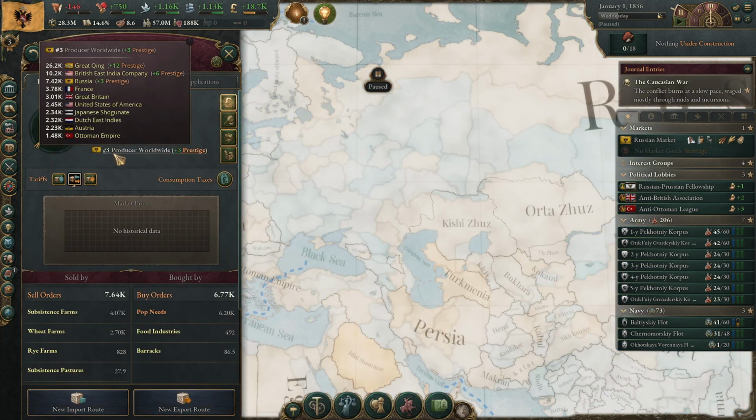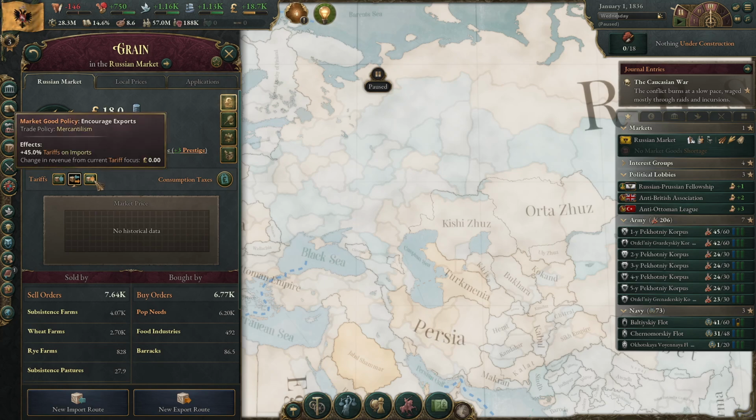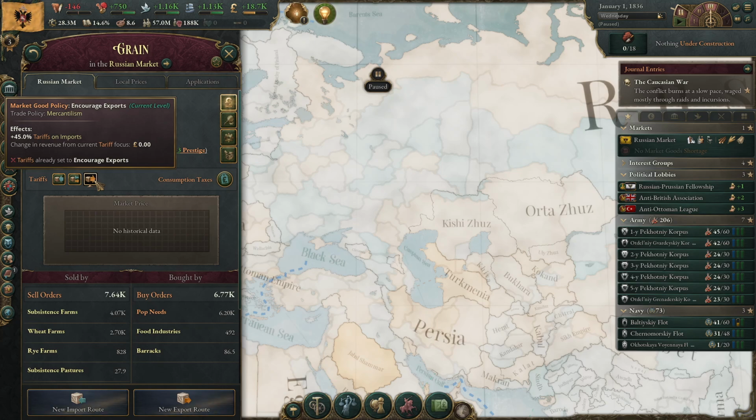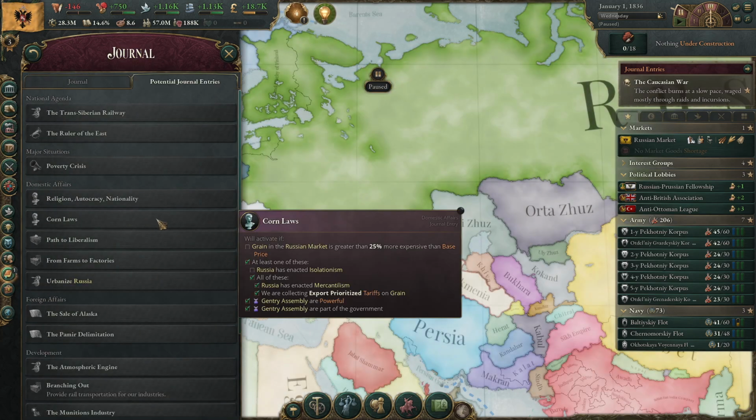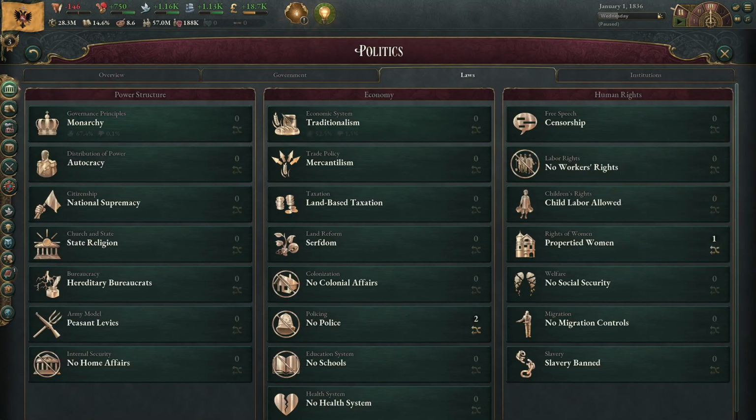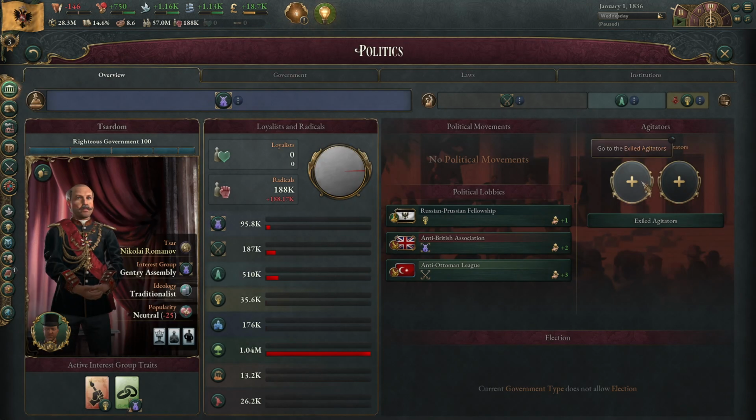And one way to do it is, after that you should encourage exports, which is basically needed to trigger this event. And what this Corn Laws event does, it does two things. There is an event that gives an agitator, that's the landowner, and he supports free trade and market liberalism and reforms. And if you're lucky, he might become an agitator, and maybe he will argue for free trade, laissez-faire, tenant farmers, or some kind of positive reform.